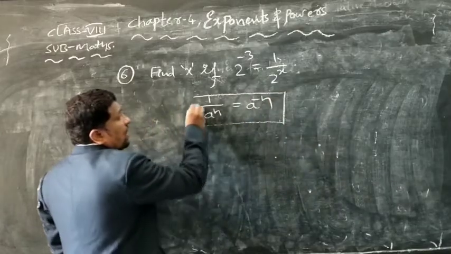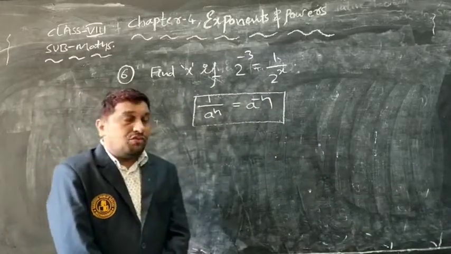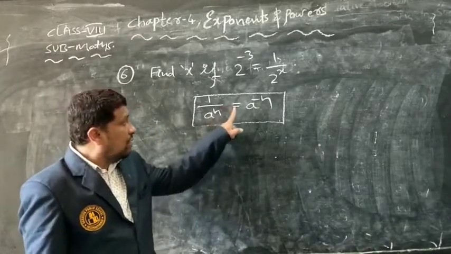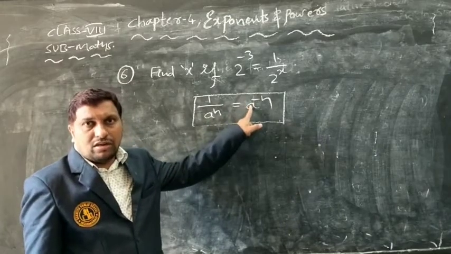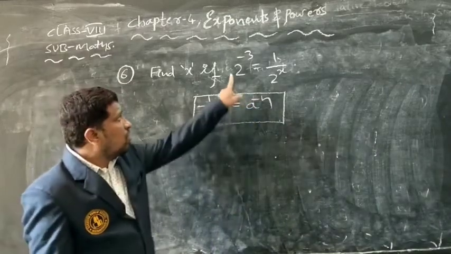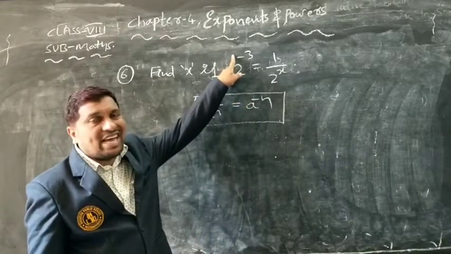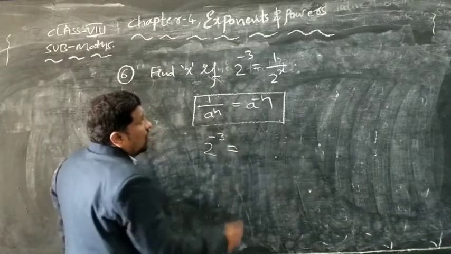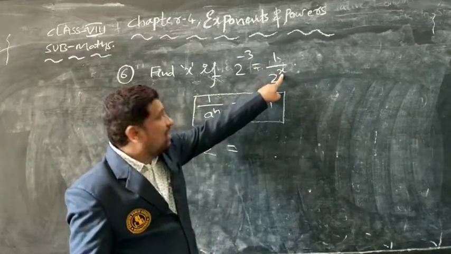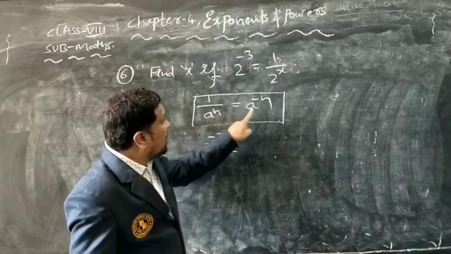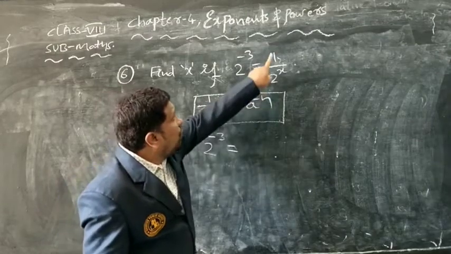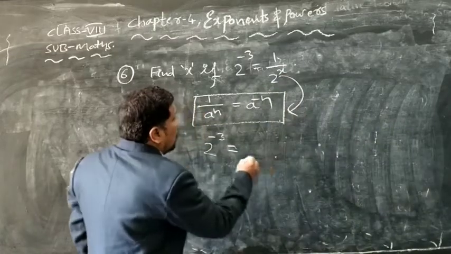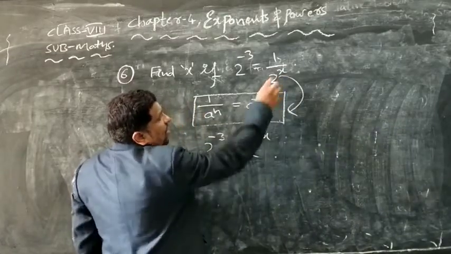Okay, this is a very important law. What is the formula here? 1 by a to the power of n is equal to a to the power of minus n. This is the reciprocal. Understood? Here we have to write 2 to the power of minus 3 as it is. So 2 to the power of minus 3 is equal to 1 by 2 to the power of x. According to this rule, how do we write 1 by 2 to the power of x? 2 to the power of minus x. Negative power. Yes or no?